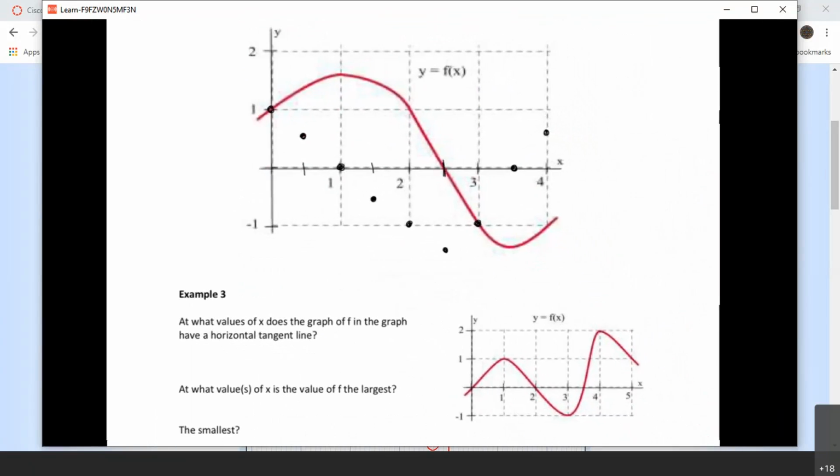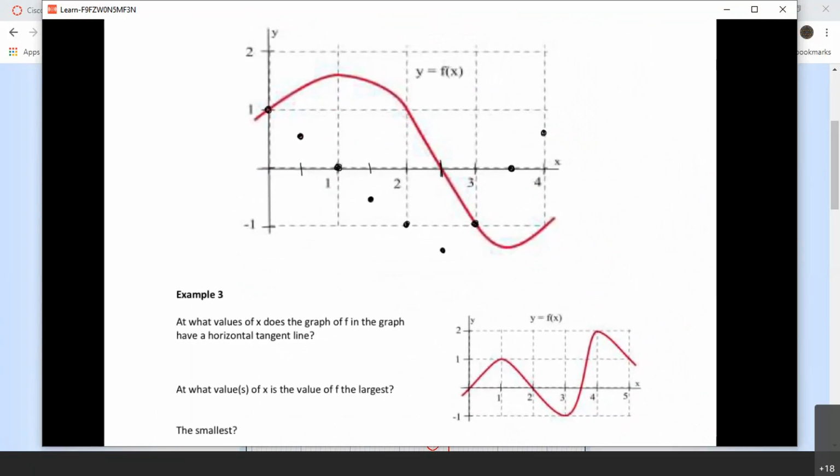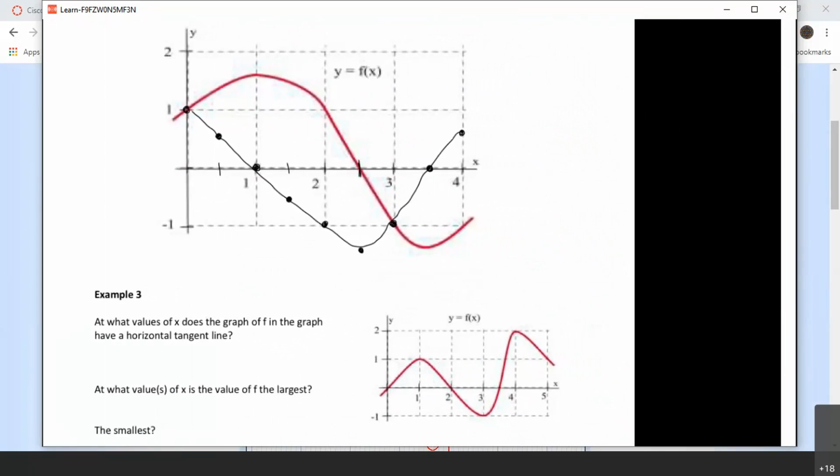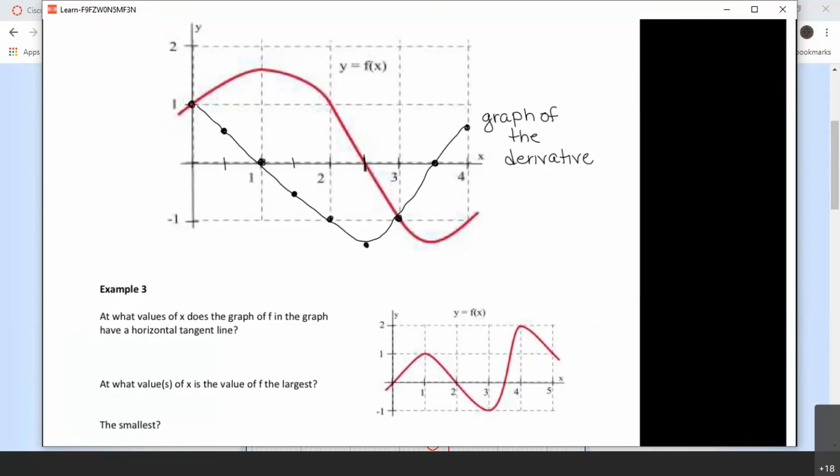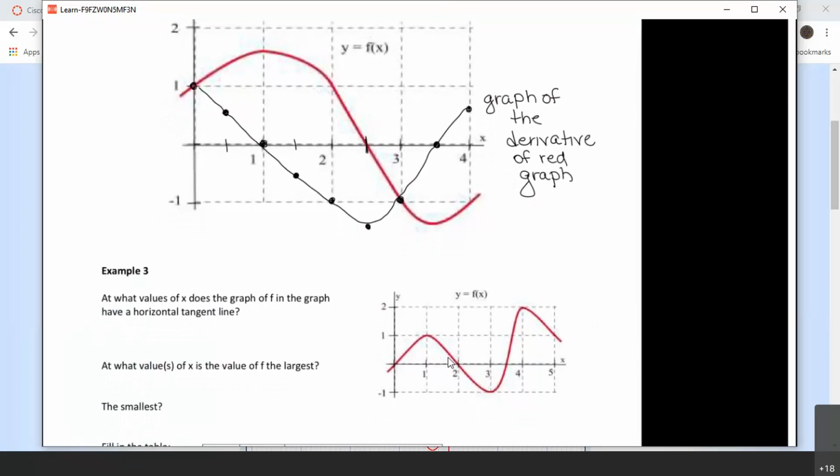And again, if we connect those, and here's the interesting part, let's see if I can hit all of these points. I have a graph of my derivative. So this is a graph, a derivative of the red graph. And again, how do you tell? Well, you can basically see positive but decreasing slopes. Here the slope is 0.